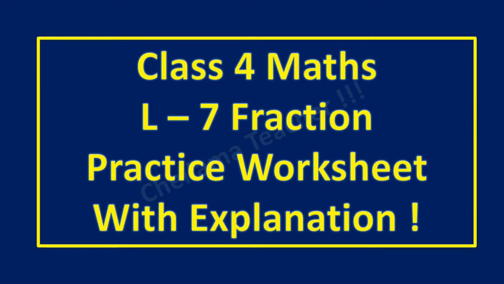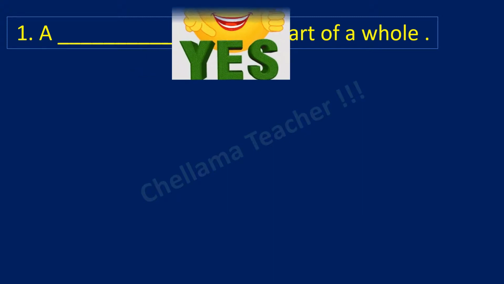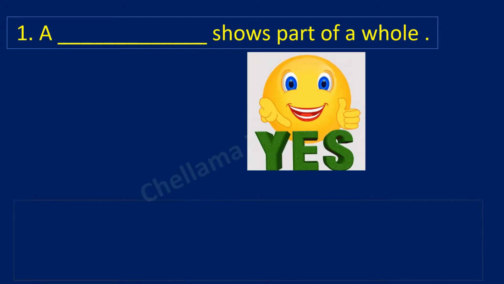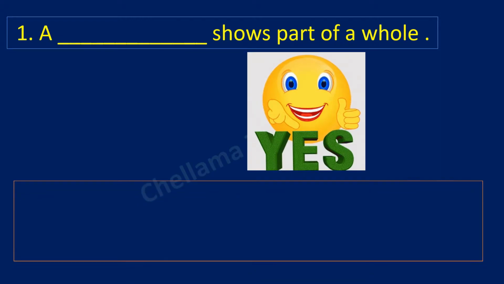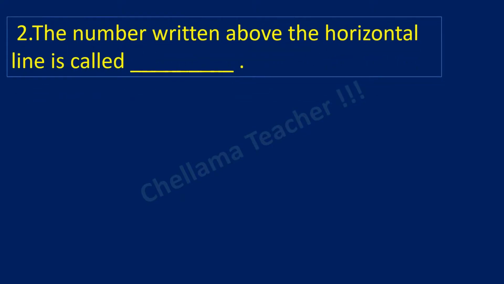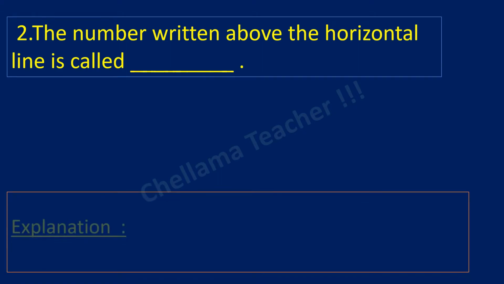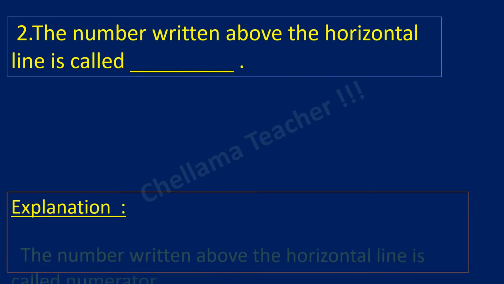Class 4 Maths Lesson 7 Fraction Practice Worksheet with explanation. Question 1. A dash shows part of a whole. Yes, a fraction shows part of a whole. Question 2. The number written above the line is called a dash. The number written above the line is called numerator.